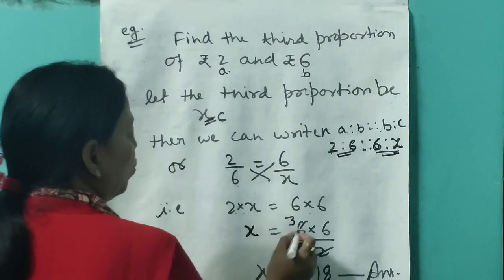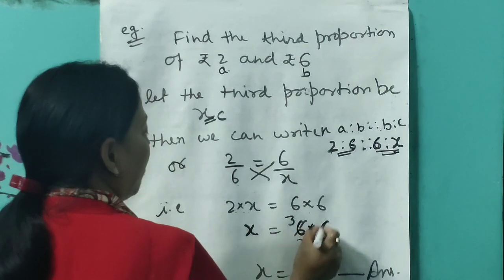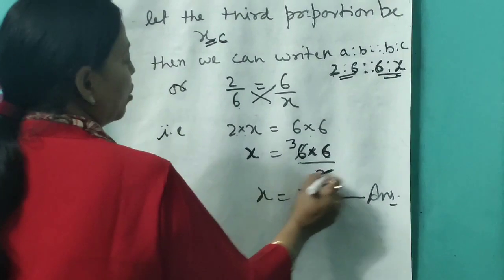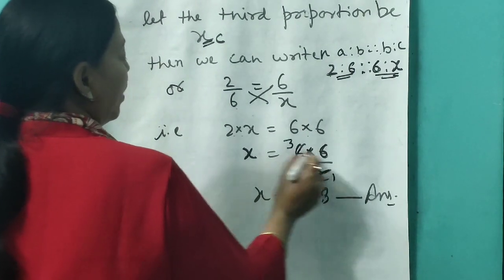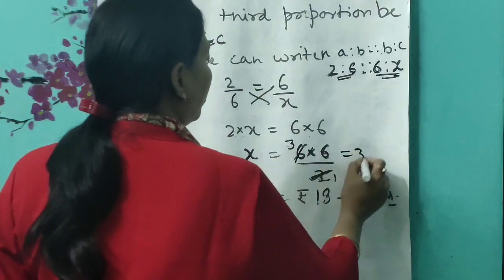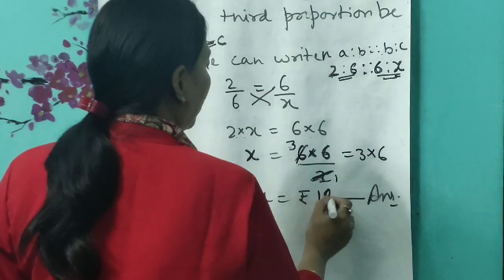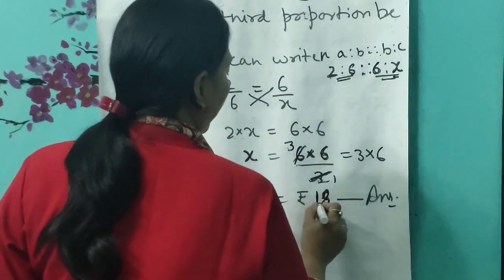Then x is equal to 6 into 6 divided by 2. So now you divide by 2. 2 ones are 2, 2 threes are 6. Now you are getting 3 into 6. 3 sixes are 18. So your answer is 18.